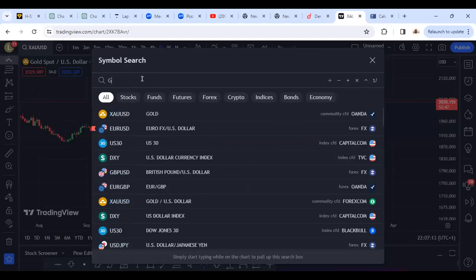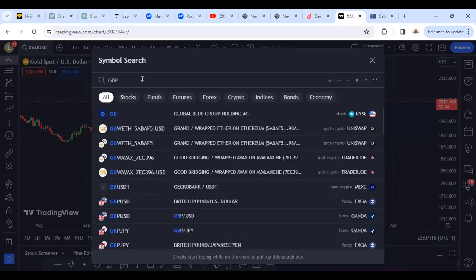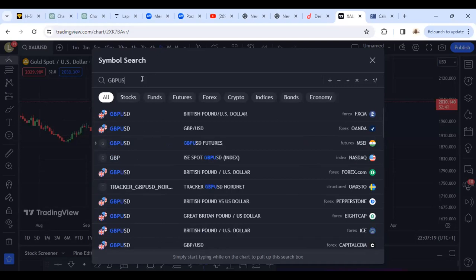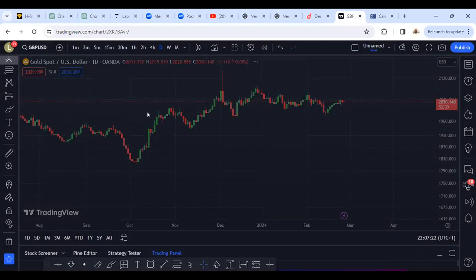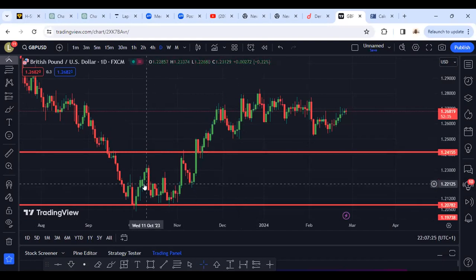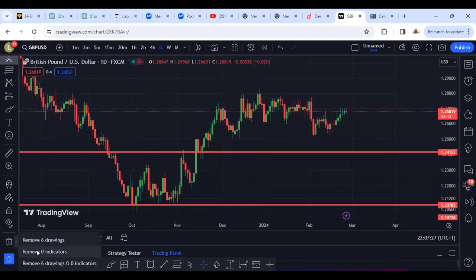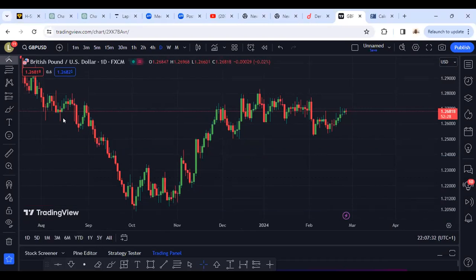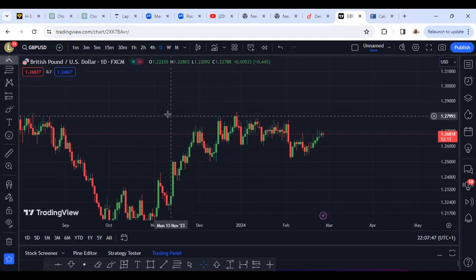So I'm going to analyze GBP USD. Okay. Now again, I'm going to remove all the indicators. Now there's no indicator again. All right, so the chart is empty. It is called naked Forex or trading without indicators. Indicators lag. So the best thing to use is just trading without indicators.